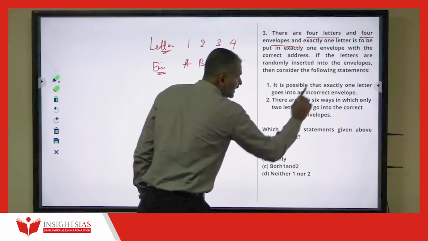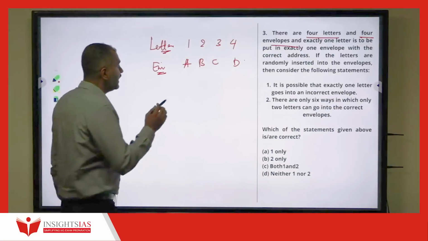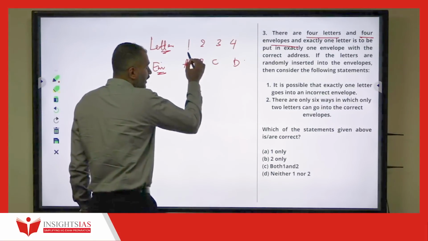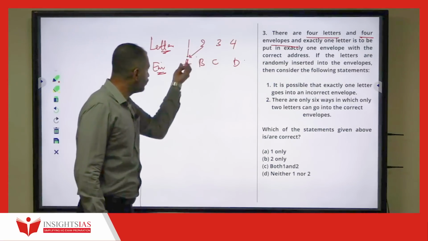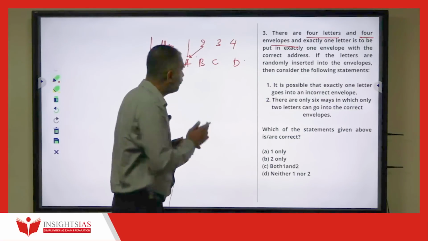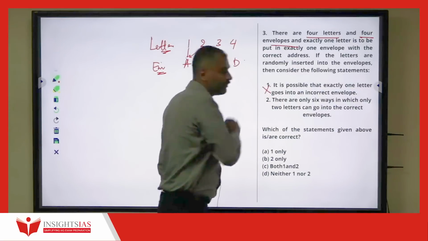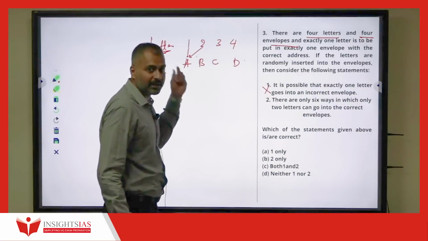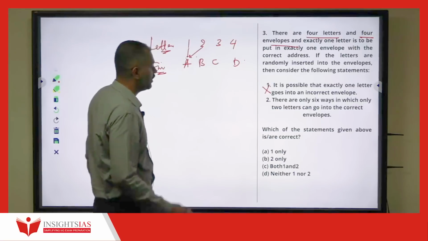It is possible that exactly one letter goes into an incorrect envelope. Let's say rather than 1 going to A, 2 goes to A, let's say. Okay, if I put 2 to A, then 1 has to go to the other one, right? Okay, if 1 is wrong, then definitely the other also has to be wrong, hence this has to be false. Okay, if 1 goes to a wrong one, another, which was supposed to go to this one, will go to another envelope. Okay, hence it is wrong, common sense.